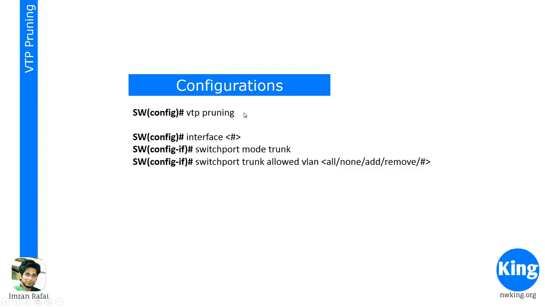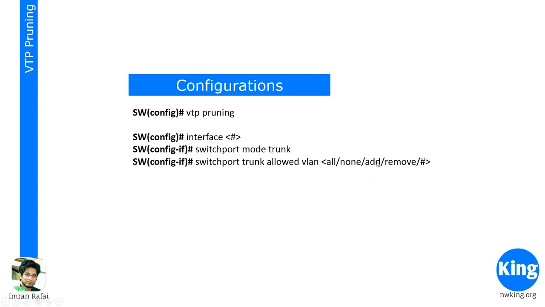But if you want to manually allow VLANs, you can go into switchport mode trunk, so whichever is your trunk interface, right? You can go into that interface and then say switchport trunk allowed VLAN. So you can use the keyword all. When you say all, that means every VLAN is allowed. When you say none, that means no VLAN traffic is allowed.